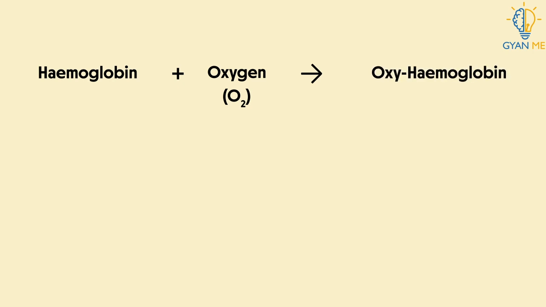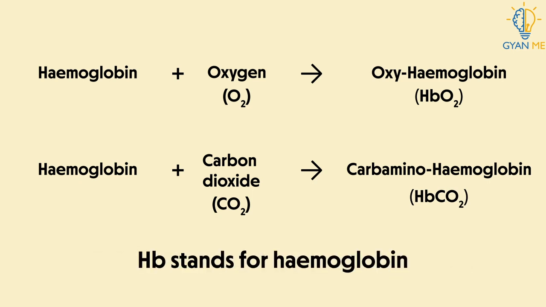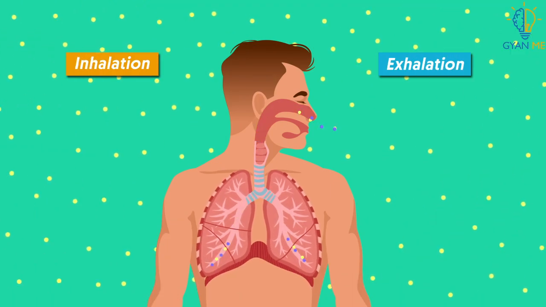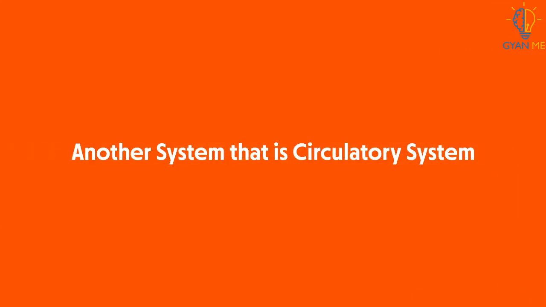When hemoglobin binds to inhaled oxygen, it is called oxyhemoglobin, represented as HbO2, and when hemoglobin binds to CO2, it is called carboxyhemoglobin, represented as HbCO2. Hb stands for hemoglobin. So in this video, we have seen how the respiratory system works. In our next video, we will see another system called the circulatory system.